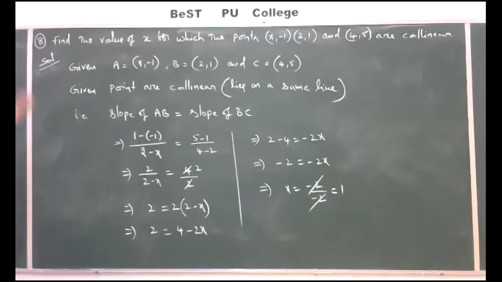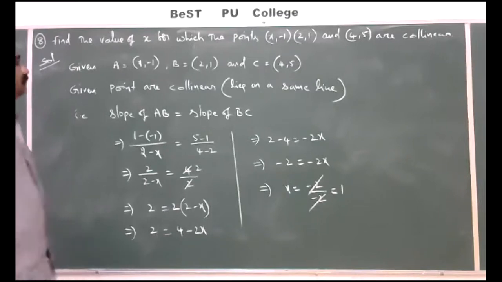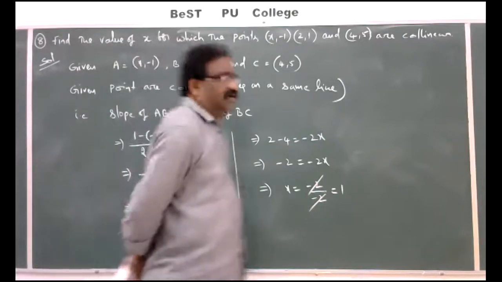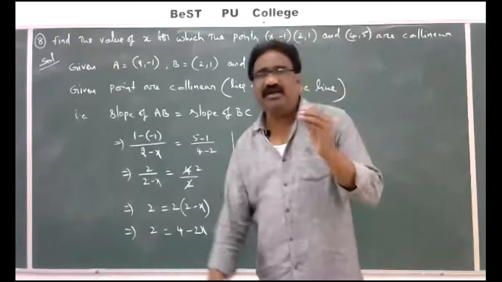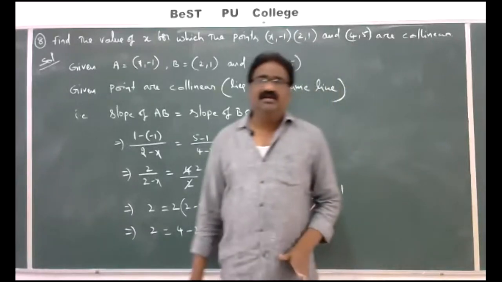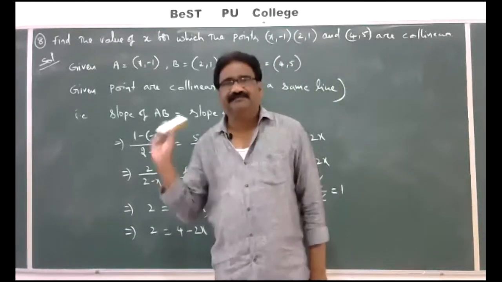You can apply slope of AB is equal to slope of BC. You can apply slope of AB is equal to slope of AC. You get the same answer, no change. For collinear problems, if already the given 3 points are collinear, and any unknown quantity is given in any one of the points, then this method is the better one.